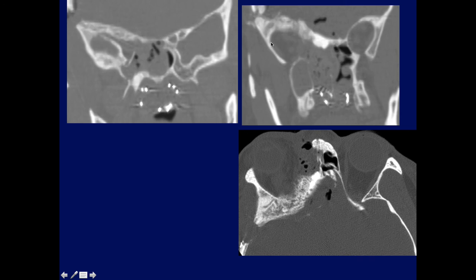So CT can be extremely helpful, as I said. I think any unusual skull-based lesion should have a combined MR and a CT study to exclude some bony abnormalities. And this is the last case I'll be showing today.